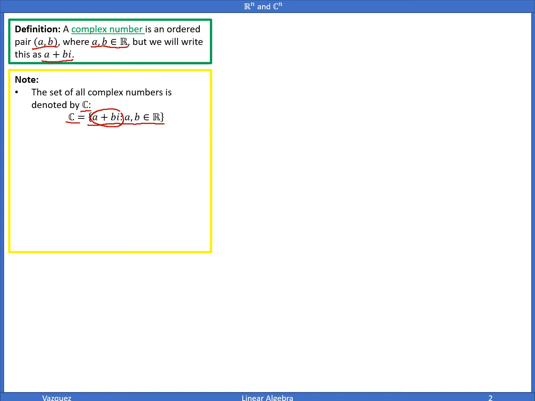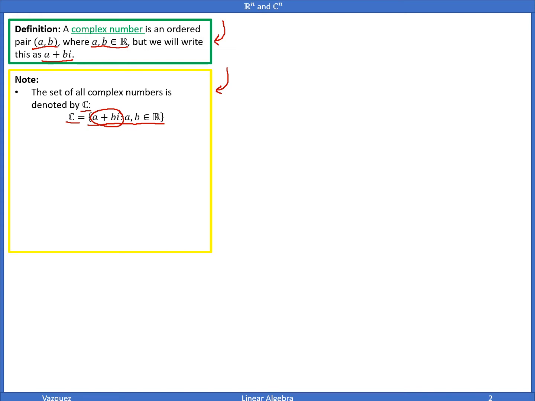Just to point out really fast, if you haven't seen any videos from this channel, the green box is always used for definitions. If you see a green box, it's because there's at least one definition there. In this case, it's the definition of a complex number. This yellow box is sometimes something you want to note, something that either I want to point out or some properties that may be useful for later on. And then we're going to go over other colors as they come up.